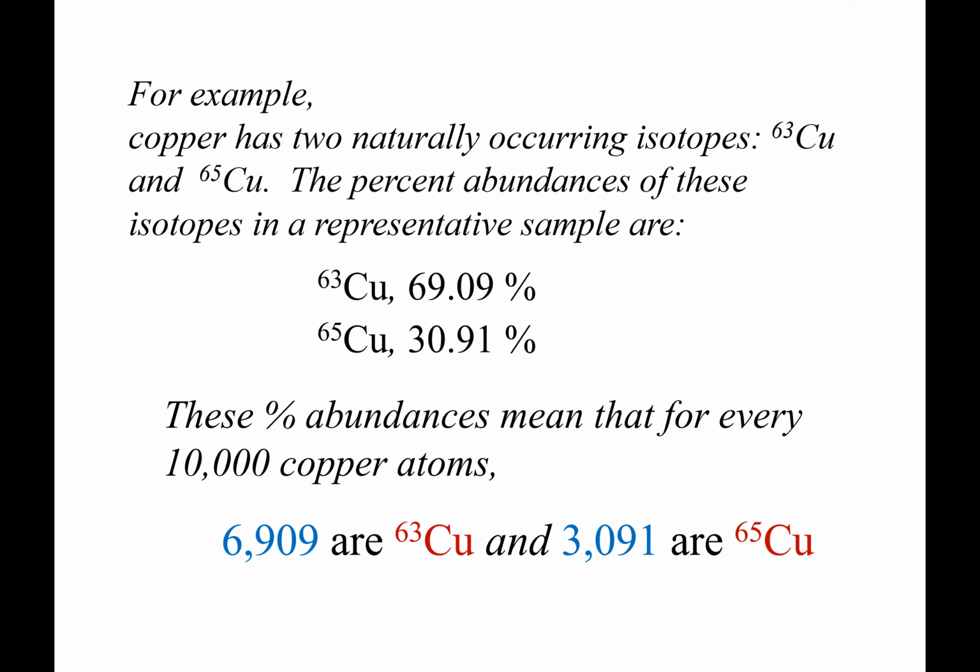Okay, just to put things in perspective, don't let this throw you off. It says if you scale up from 100, if I don't have 100 atoms but if I have like 10,000 atoms, then I can move this decimal place over 2 places to know how many atoms of that type of isotope I have. So in 10,000 copper atoms, the 69.09% becomes 6,909. And if I have 10,000 copper atoms, then 3,091 of those would be the second isotope.